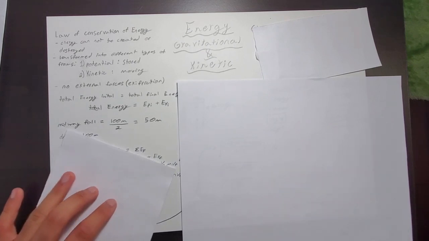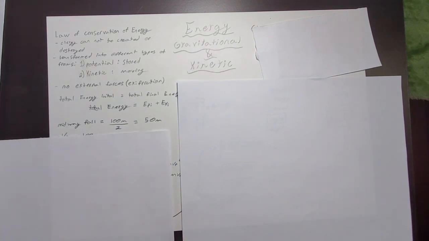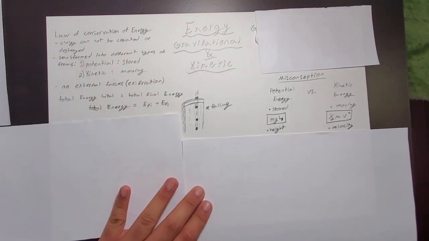The law of conservation of energy breaks down into: the total initial energy equals the total final energy. But before we begin, let me tell you a bit about potential energy and kinetic energy. Potential energy is stored energy. Kinetic energy is moving energy. But what does this exactly mean?